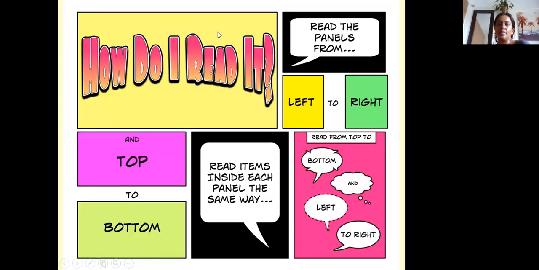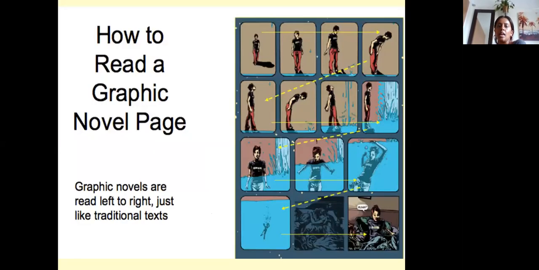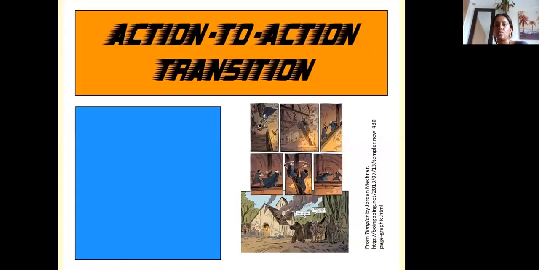So, how do I read it? Read the panels from left to right and top to bottom. Read items inside each panel the same way. You can read from bottom and left to right. The order of reading depends on how it's been written. How to read a graphic novel. Graphic novels are read left to right, just like traditional text. So it looks like you might not have to read it the same way, but you do. You read it from the left-hand side to the right-hand side if it's written in that order.